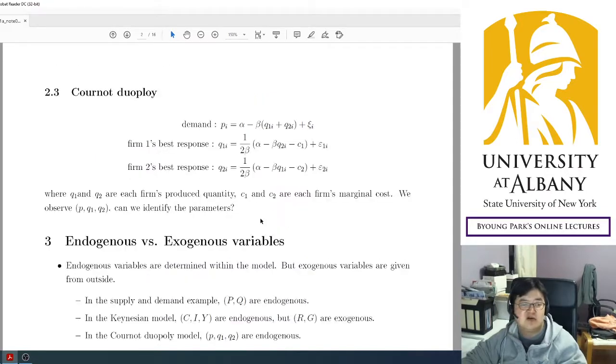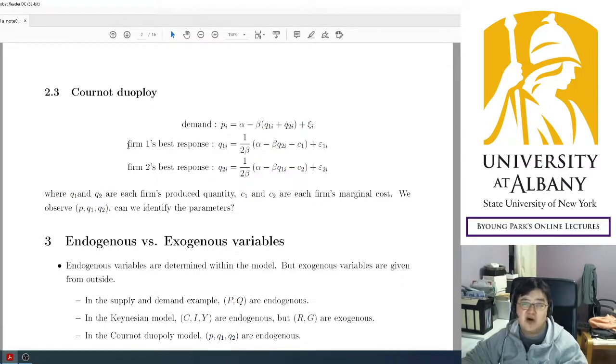That is a question. And the third example is from game theory: the Cournot duopoly. Think about the Cournot game. The demand function is given by this. If firm 1 produces Q1 and firm 2 produces Q2, then the total supply is Q1 plus Q2, and in the market the price is determined at this level by the total supply according to this demand function. It's actually an inverse demand function. So given the supply, the price is determined.